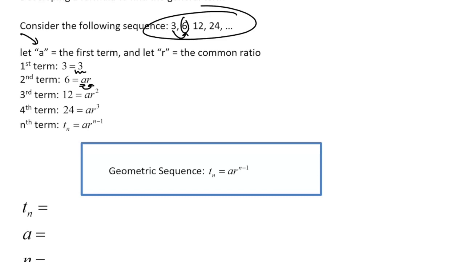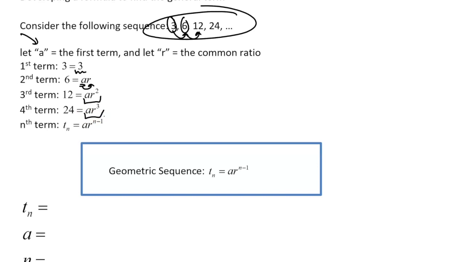If we want to find the next term after that, our third term, we would have to times it by another common ratio. So you would start with the number 3, and then you would times it by r to get your second term, and then you would times it by another r to get your third term. And r times r would give us r squared, so you would have ar squared. And you could do that for the fourth term, and you would have ar cubed.